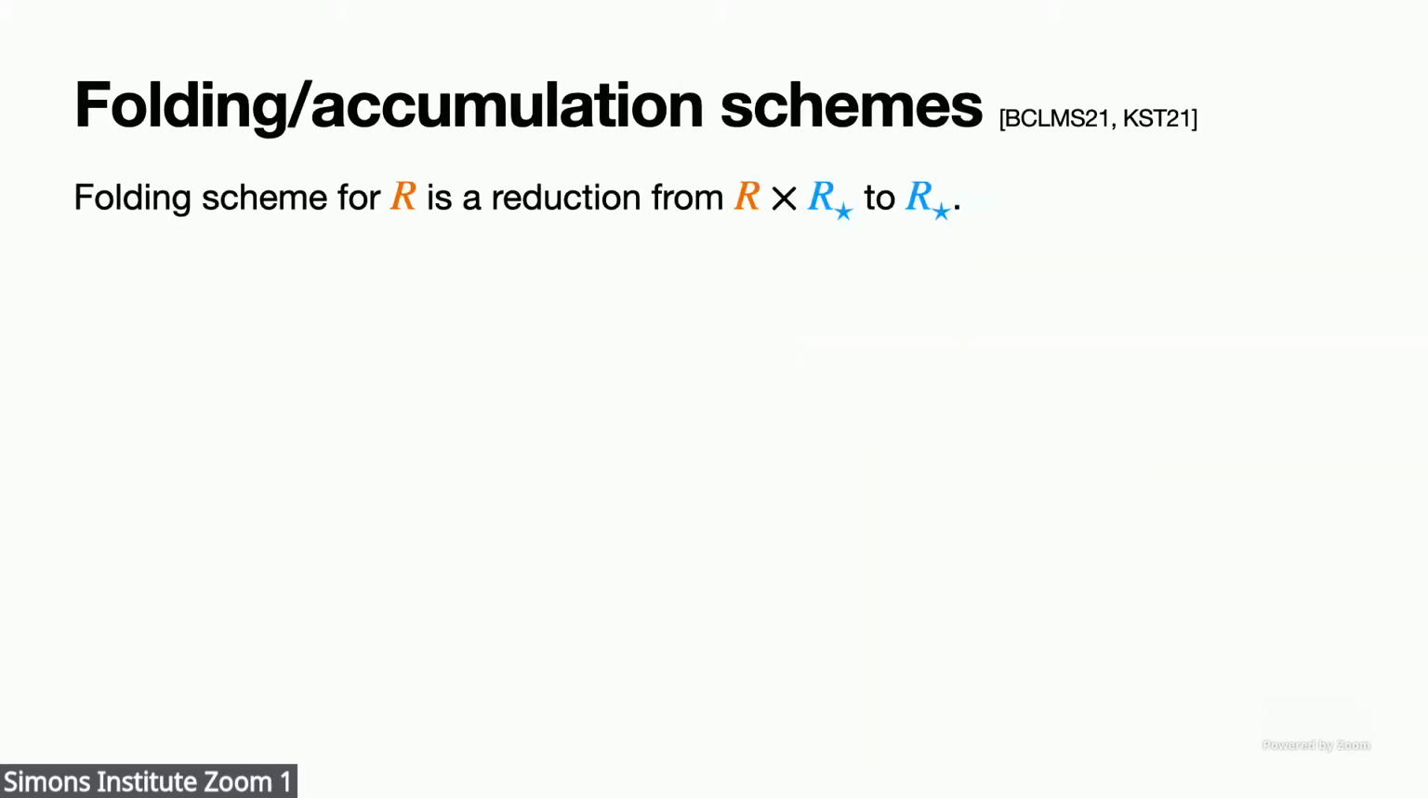Okay, so with this definition, it's actually pretty easy to define a folding scheme. I claim that a folding scheme for some relation R is a reduction from this product relation R times R star to R star. So what is R star? Well, I don't really care. I can define R star as whatever I'd like it to be, so long as this reduction satisfies completeness and soundness. Okay, so there's some flexibility in how we choose R star.